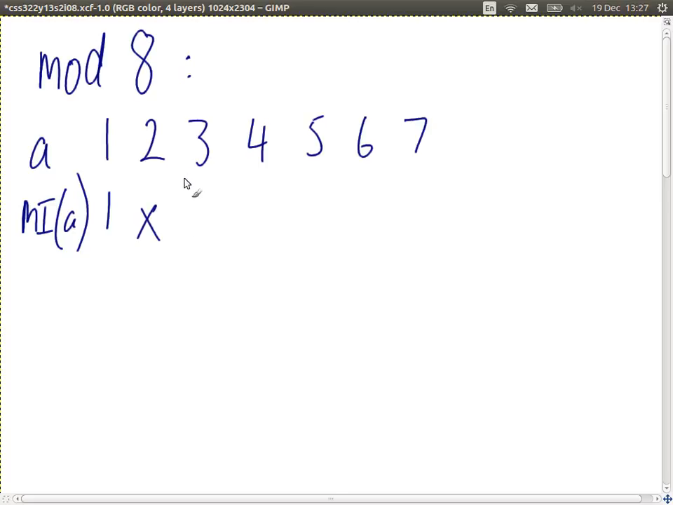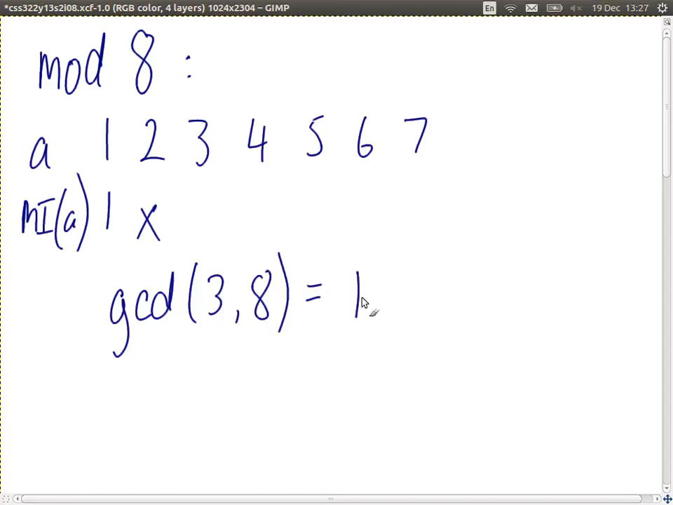3, does 3 have a multiplicative inverse? Are 3 and 8 relatively prime? The greatest common divisor of 3 and 8 is 1. Yes, they are relatively prime. Therefore, yes, 3 does have a multiplicative inverse. The divisors of 3 are 1 and 3, and of 8 are 1, 2, 4, 8. The greatest common value is 1. Therefore, we can say that 3 and 8 are relatively prime. Not prime, relatively prime.